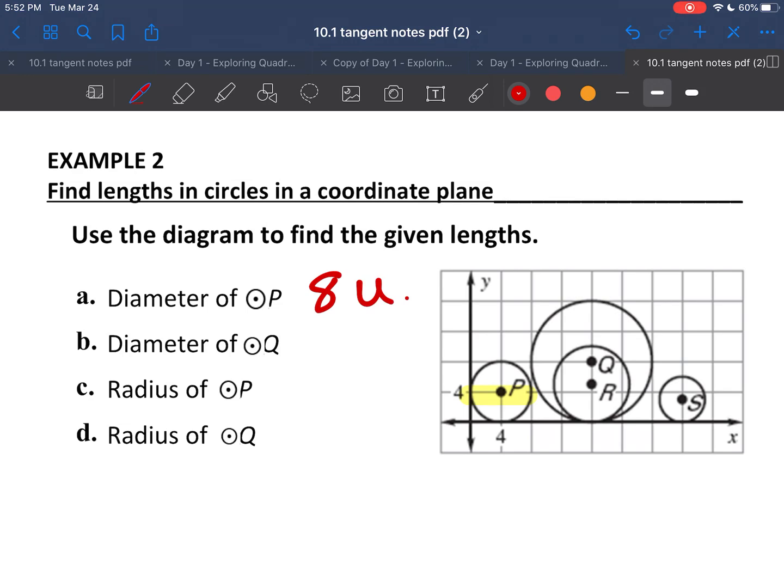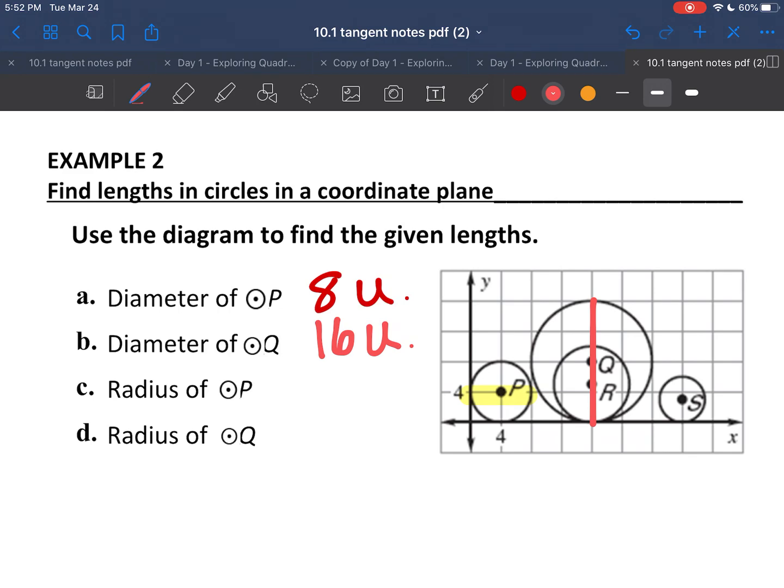Diameter of Q. I'm going to use my pen instead of my highlighter because it's a little skinnier. Okay, so if circle Q is right here, the diameter is going to go all the way across the circle from edge to edge. So again, each grid is 4 units. So I'm going 1, 2, 3, 4 grids. So that means I am at 16 units.